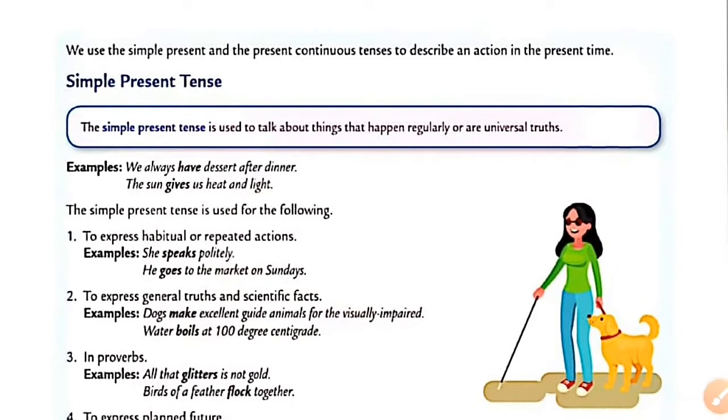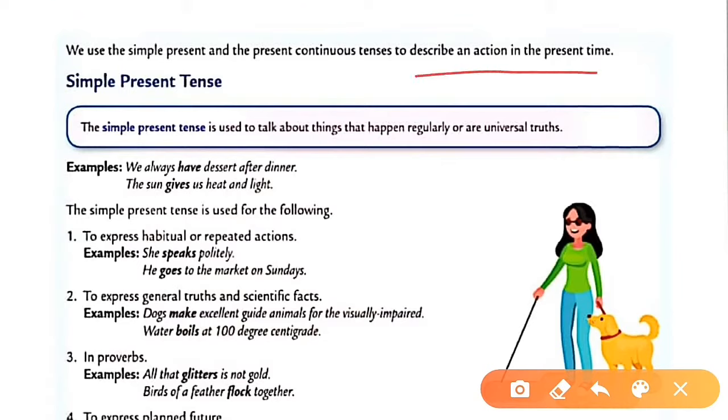We use simple present tense and present continuous tense to describe an action in the present time. First, simple present tense. Simple present tense is used to talk about things that happen regularly or universal truth. Like examples, we always have dessert after dinner, or the sun gives us heat and light. These are your habitual actions and universal truth. So this is simple present tense.